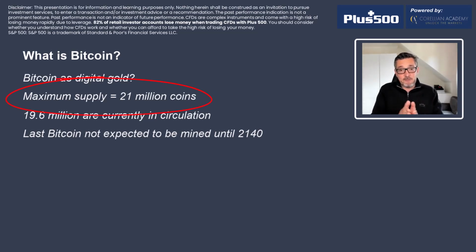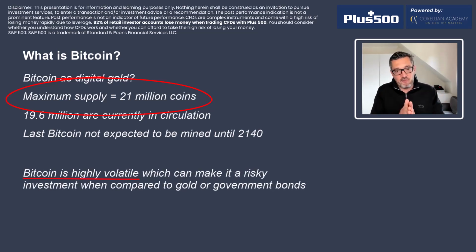It's this limited supply or scarcity that has led to suggestions it could potentially be a store of value, a digital version of gold, and a potential hedge against inflation. Now, however, that theory is yet to be proved one way or another, given that its price is highly volatile, which can make it a risky investment when compared to more traditional assets like gold or government bonds. But certainly in the last month, gold and Bitcoin have, for brief periods, traded in tandem, but there is no guarantee that this continues.